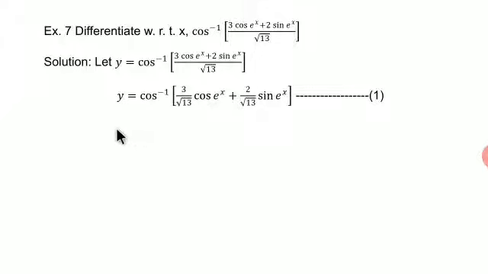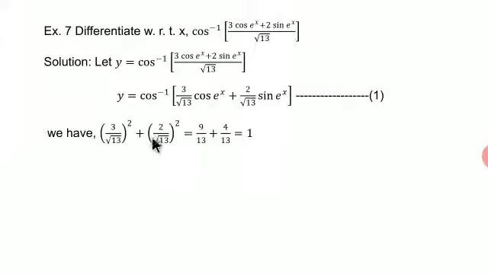Now, if we take the sum of the squares of these two terms, 3 upon root 13 and 2 upon root 13, we get (3 upon root 13) squared plus (2 upon root 13) squared, which is equal to 9 by 13 plus 4 upon 13. We get 9 plus 4 upon 13, means 13 upon 13, it is 1. Means the sum of the squares of these two terms is 1.